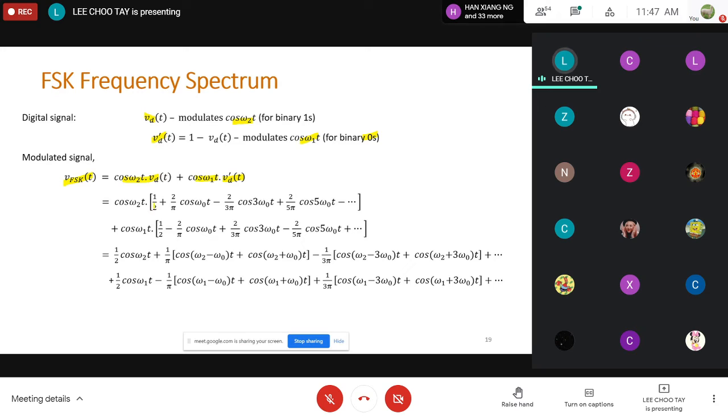Again, if I were to put in the Fourier series expansion for v_d(t) and also v_d prime, the difference between v_d(t) and v_d prime is only the sign, because they are all rectangular pulses. So the Fourier series expansions are very similar, except that the sign is different. Plus becomes minus and minus becomes plus. So that will give us a set of signals here. This is your half cosine omega 2t. And then the product will give you this one as a lower sideband. This is the upper sideband for the first harmonic.